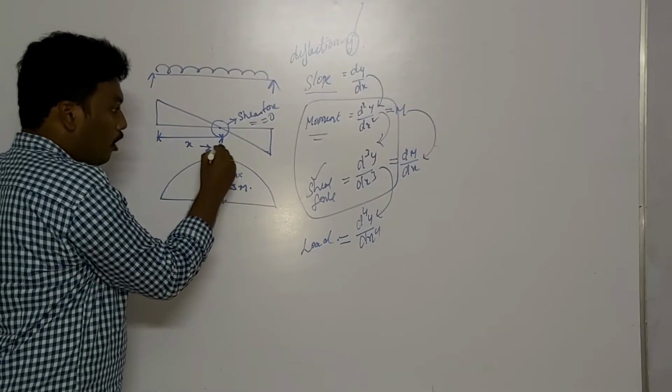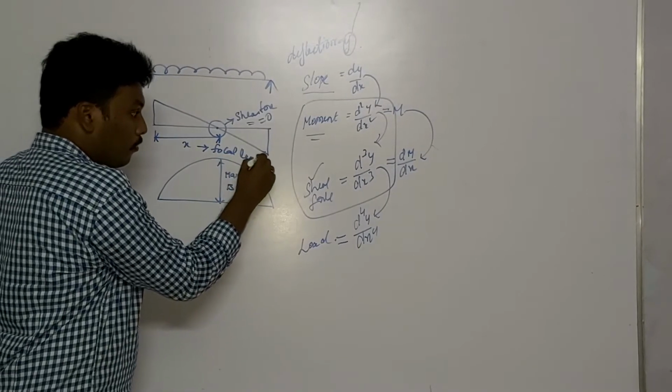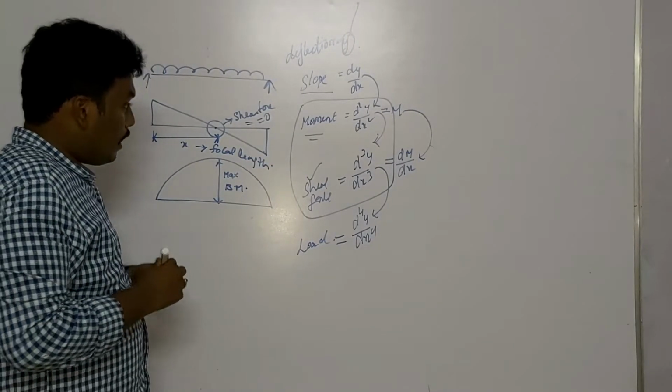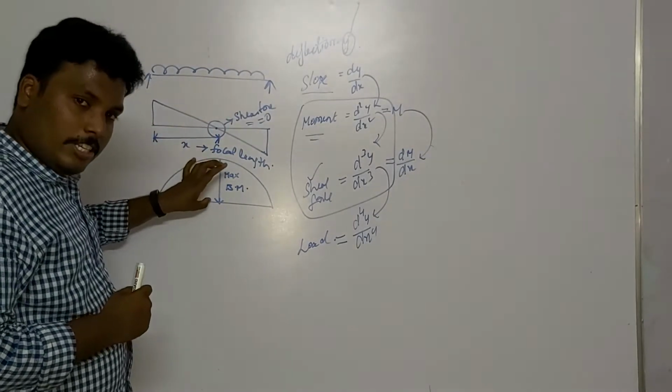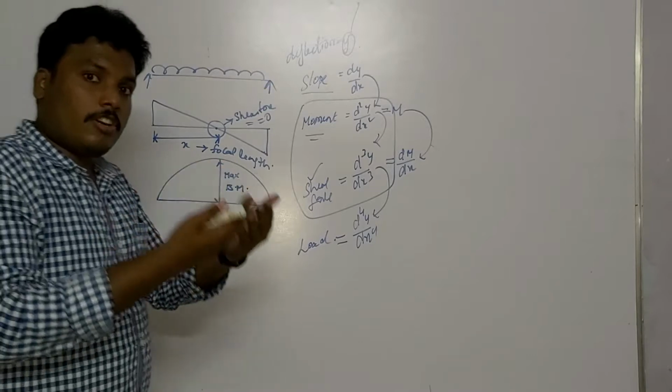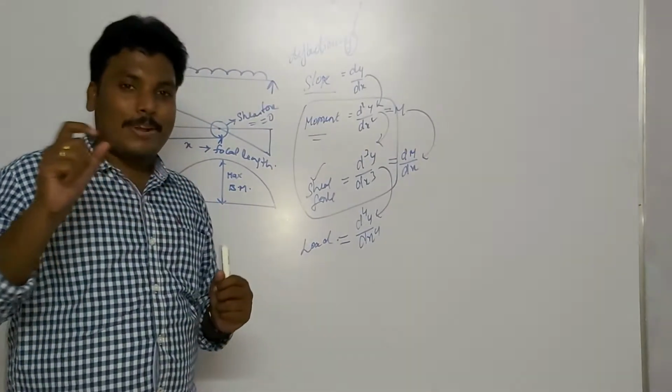This distance x is called focal length. దీన్ని మనం ఫోకల్ లెంత్ అంటాం. ఏ పర్టికులర్ పాయింట్ దగ్గర నాకు షియర్ ఫోర్స్ 0 అయిందో ఆ పాయింట్ దగ్గర మాక్సిమం బెండింగ్ మూమెంట్ జనరేట్ అవుతుంది. So the next stage of problems will be having the maximum bending moment.